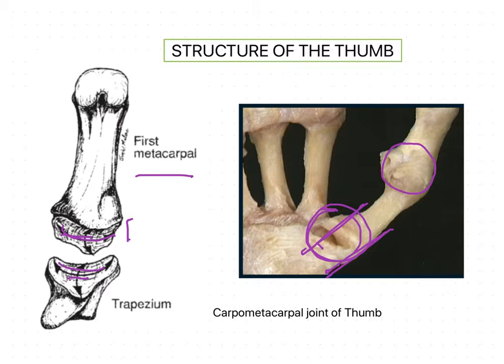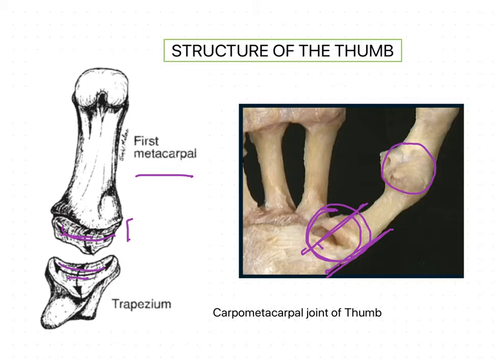The lateral ligament is like a broad band which strengthens the capsule laterally. The anterior ligament is the same as in the remaining carpometacarpal joints, and the posterior ligament consists of oblique bands running downwards and medially. These are the structures which give support to this carpometacarpal joint of the thumb.